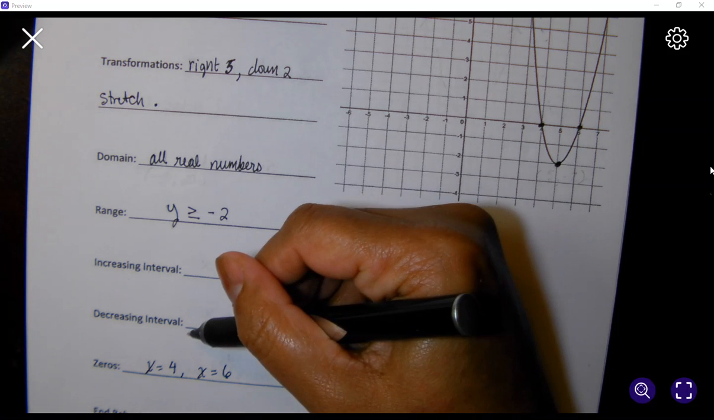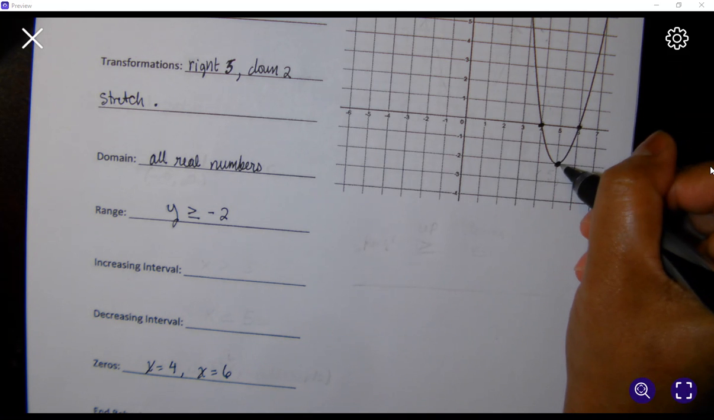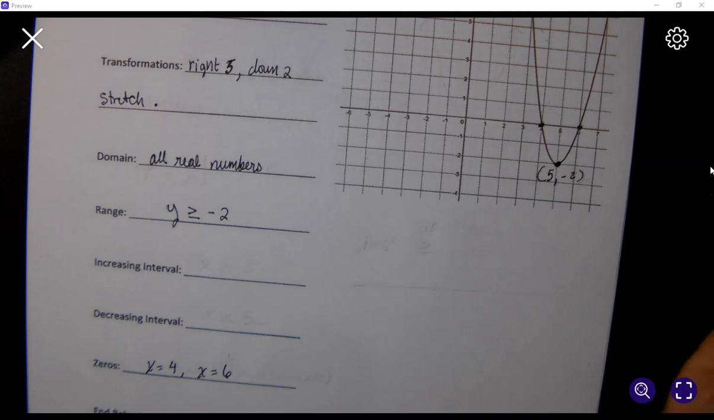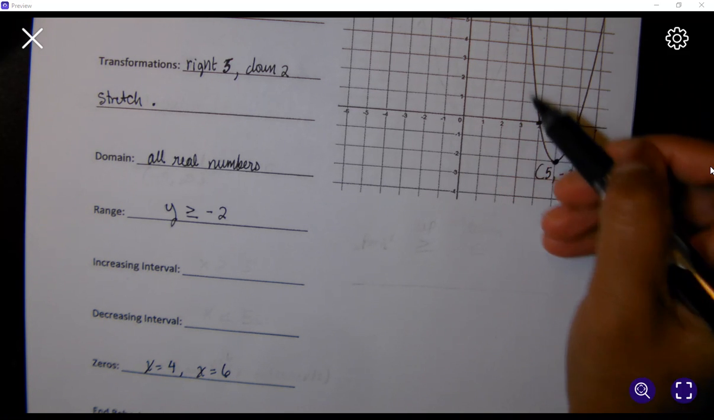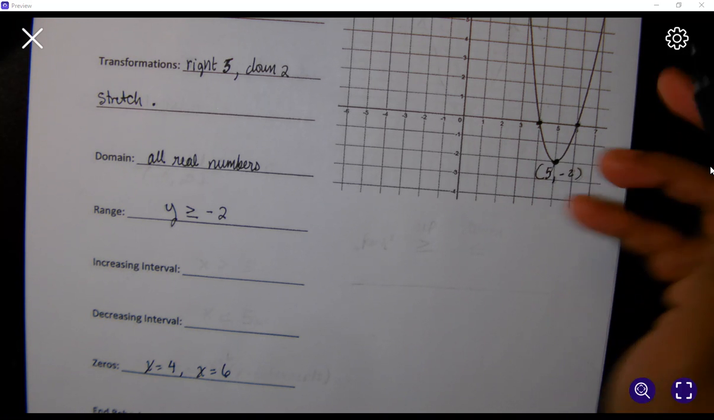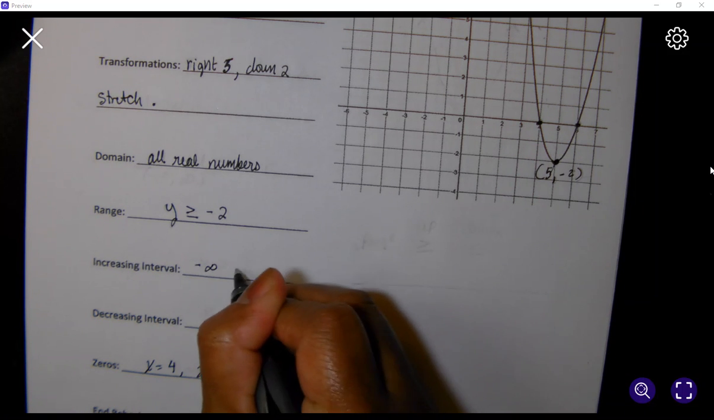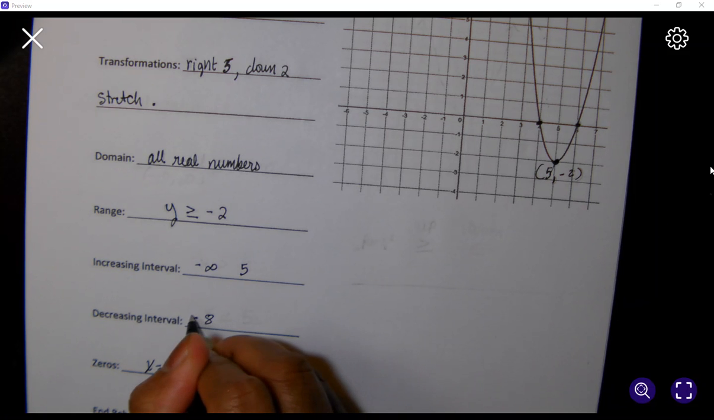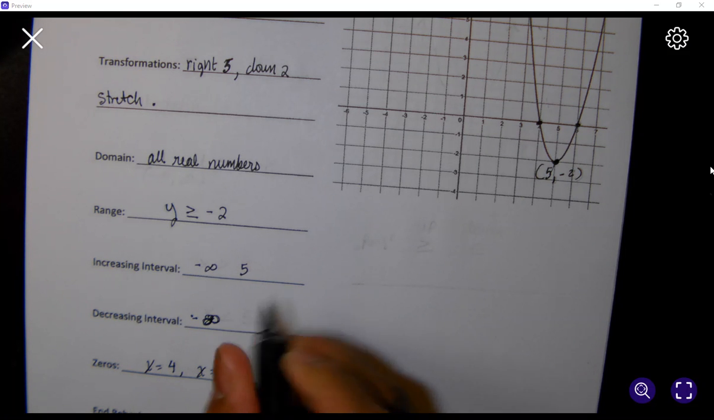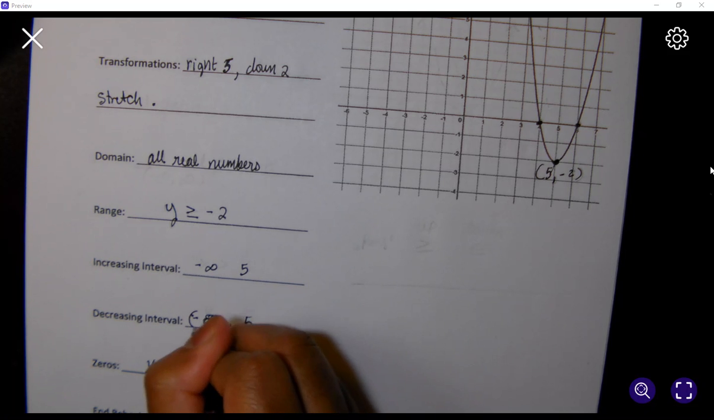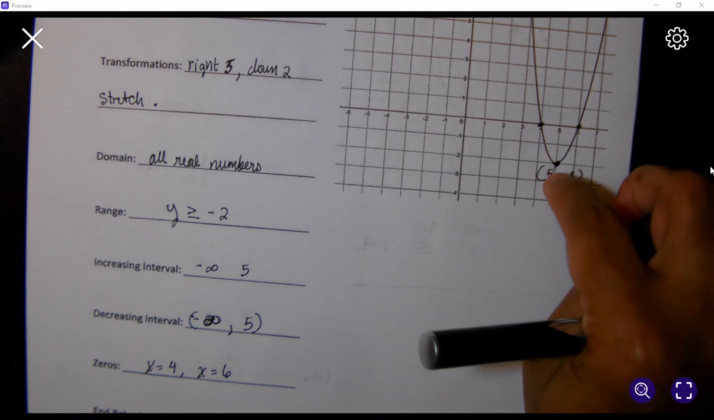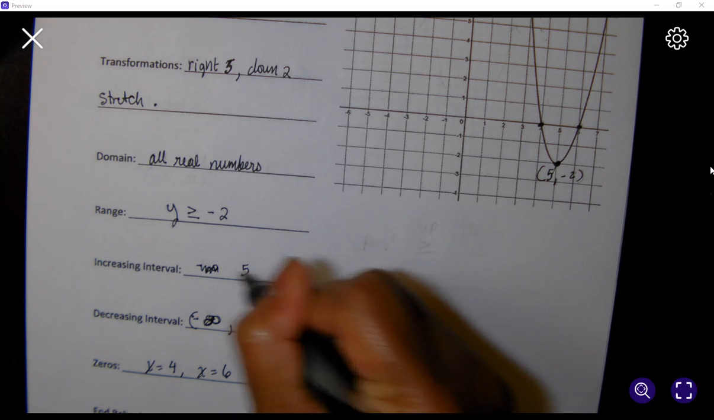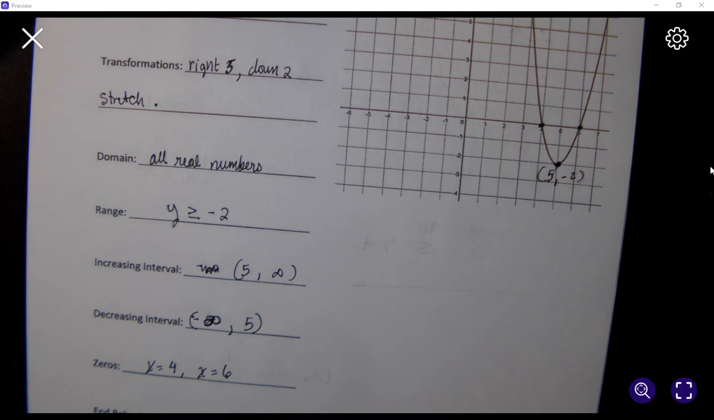For increasing and decreasing intervals, this is my turning point at (5, -2), which is my vertex, but it's also my turning point. So from -infinity until my turning point at 5, it is decreasing. And then from 5 until +infinity, it's increasing.